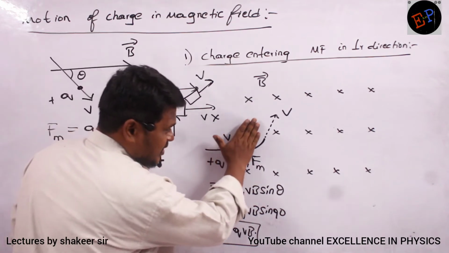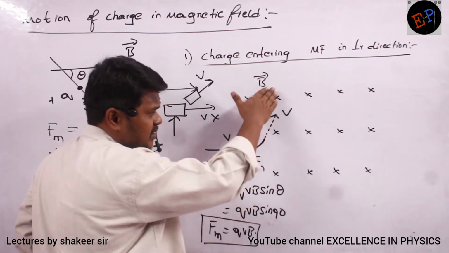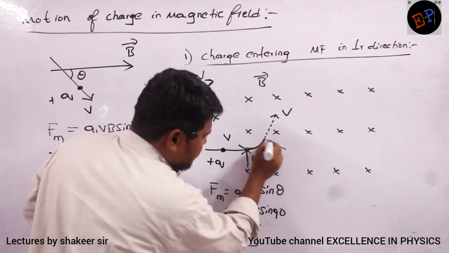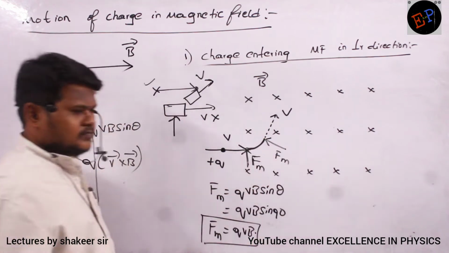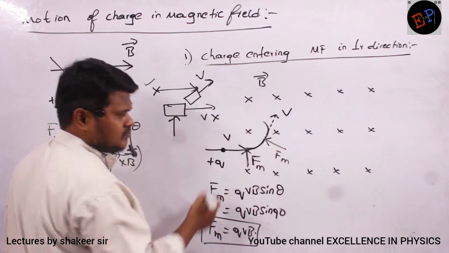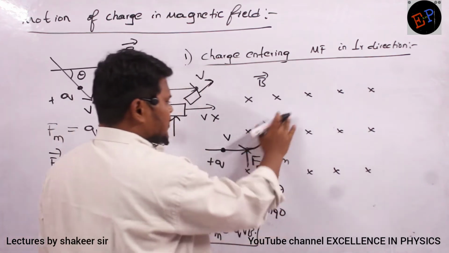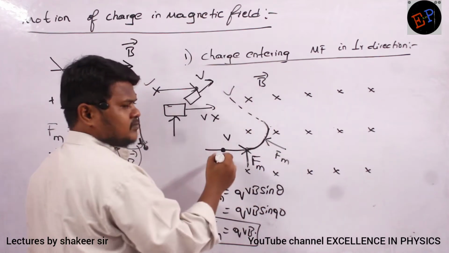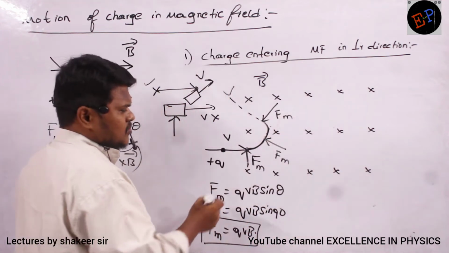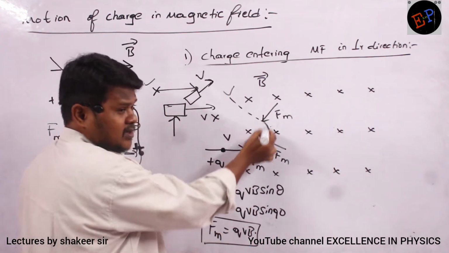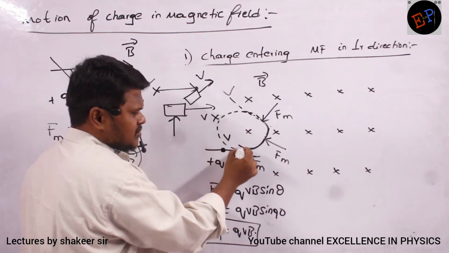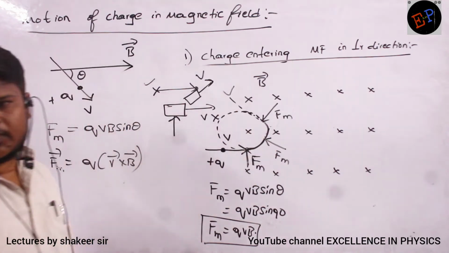Again same concept. This is V dash, the direction of V dash. B dash is inside, so this is the direction of force. It means again it is perpendicular to velocity, Fm. Clear now? Because of this force, again it changes the direction. Now this is the direction of velocity, so again this will be the direction of Fm. Continuously it is moving in a circular path, and finally it traces a circular path like this. Are you able to understand what is happening?